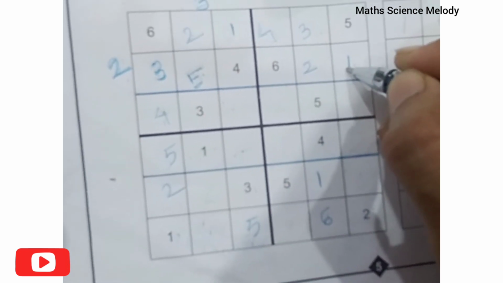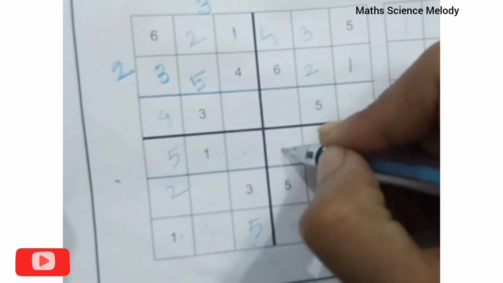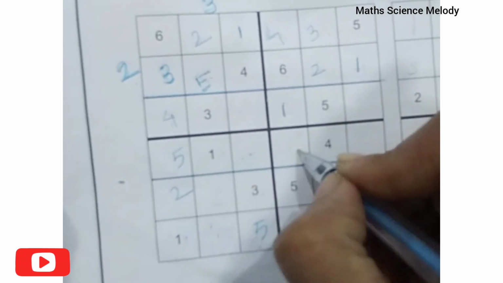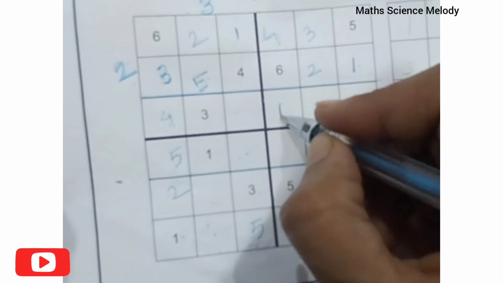For this mini grid 1 remains. Let's find the place for 1 for this mini grid. 1 cannot be placed here and here. Already it is there in the last column. So 1 can be placed here and here. No, 1 can be placed here only because it appears in the fourth row. If we write here, it will appear 2 times, so it will be wrong. That's why we'll write 1 here.